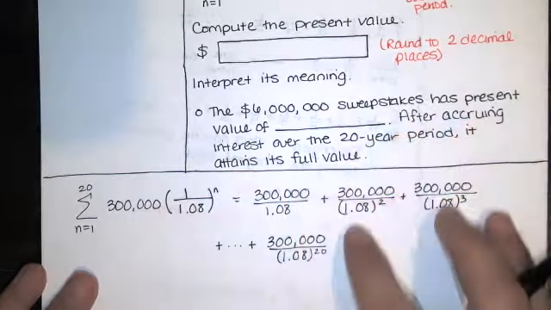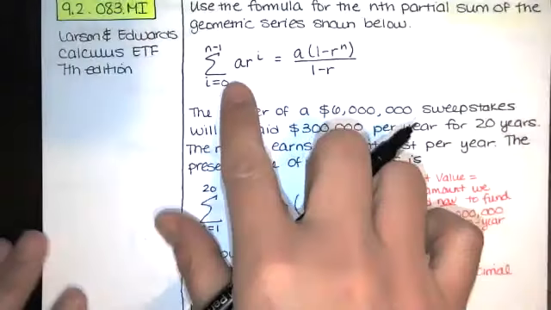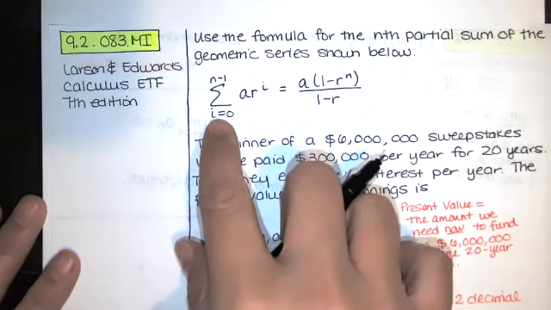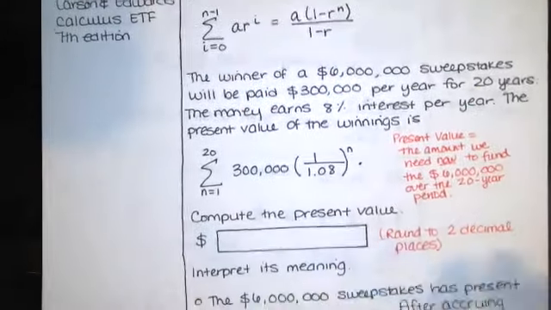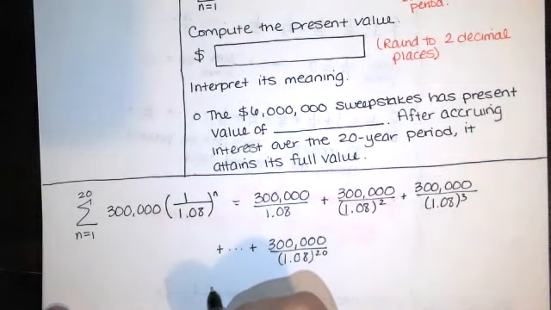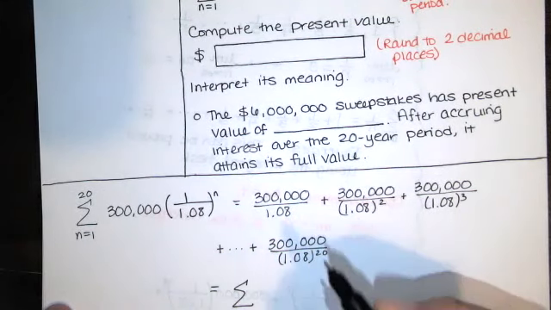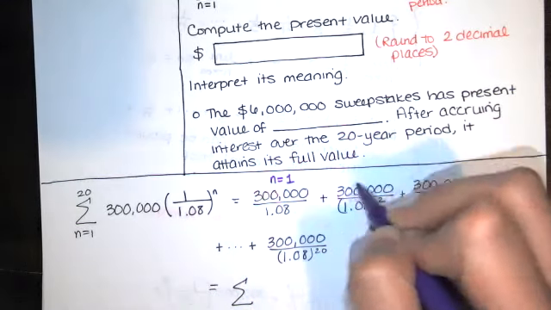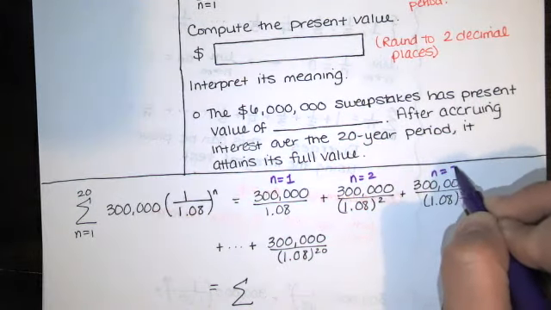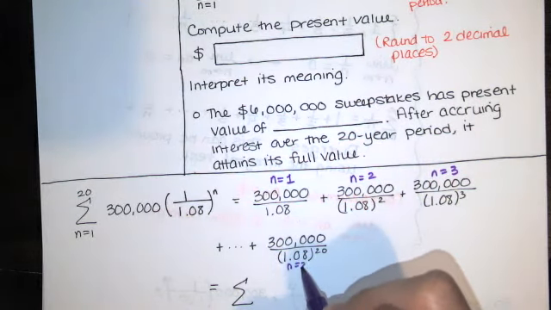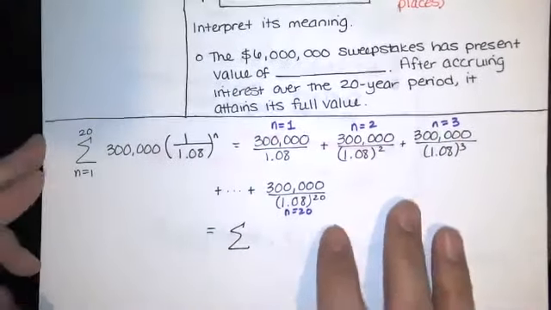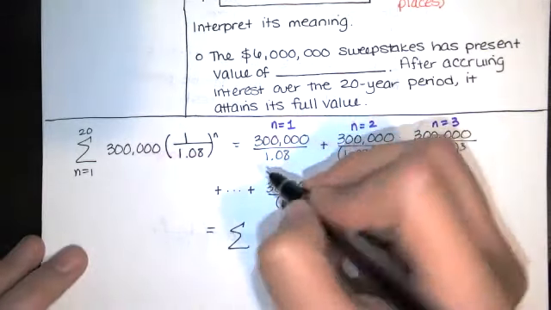Now, I want to write this a little bit differently because I want to write it in this form. Here, our summation starts with n equals 1, and I want it to start with i equals 0. So we're just going to label it a little differently. This was the n equals 1 term. This is the n equals 2 term. This is the n equals 3 term. This is the n equals 20 term. But instead of that corresponding to n equals 1, I want it to correspond to i equals 0.